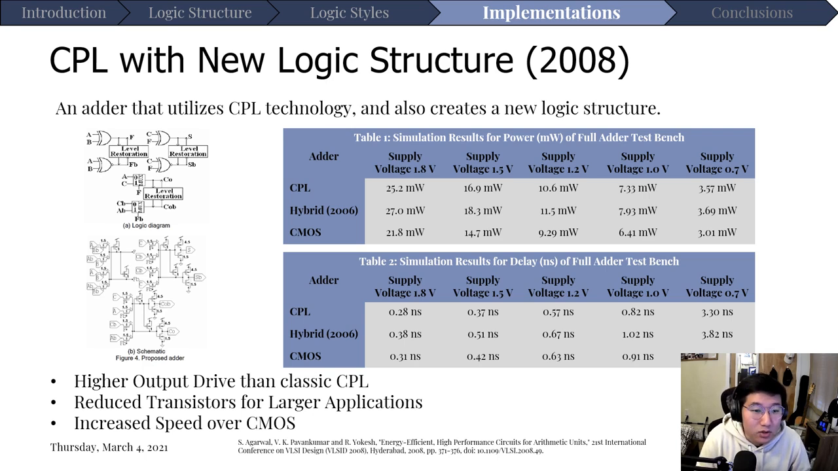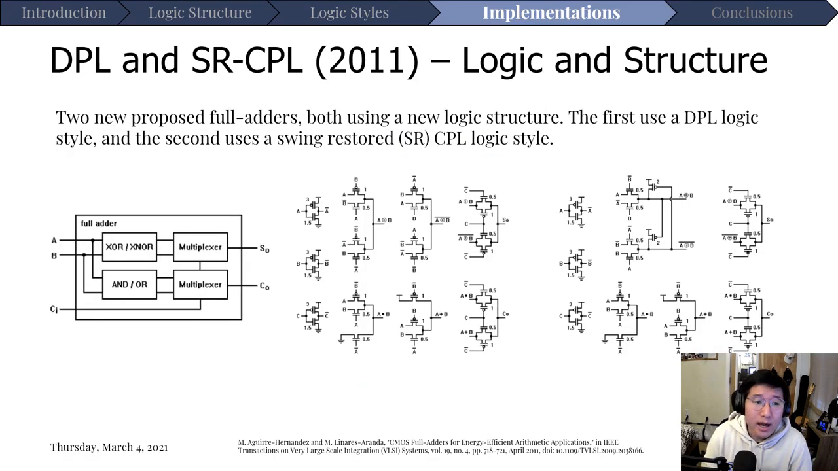Using this logic structure in a classic CPL, it has a higher output drive, and it has reduced transistors for larger applications. On its own, in this single full adder, which is the test they did, it does have more transistors than a CMOS or a hybrid. However, based on how it's designed, when you're chaining these adders together, it actually has reduced transistors for these larger applications and increased speed over classic CMOS. And so that really paved the way for this 2011 paper that has some of the best statistics when it comes to speed.